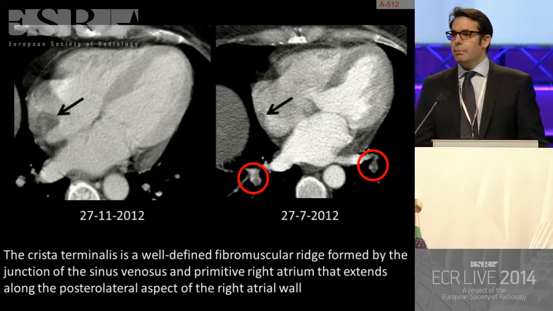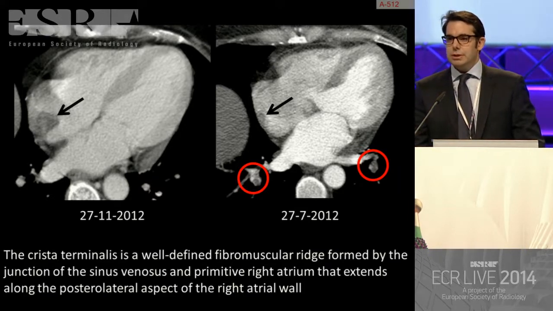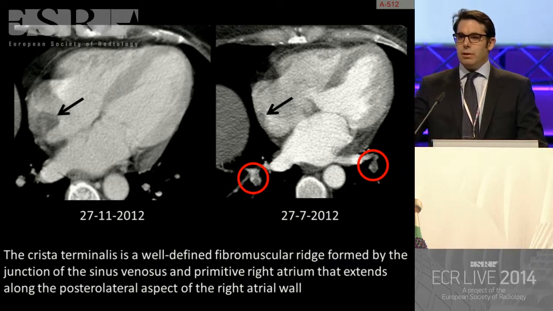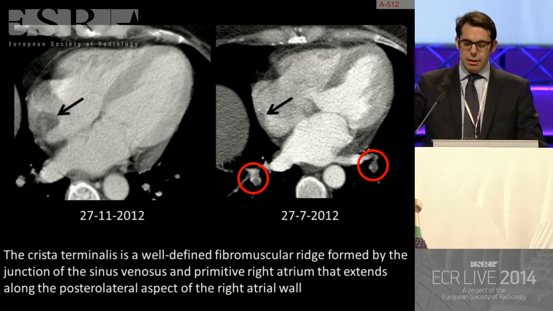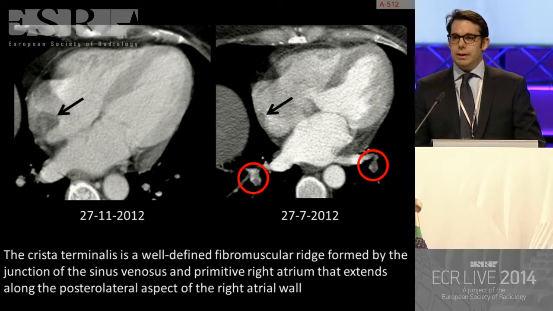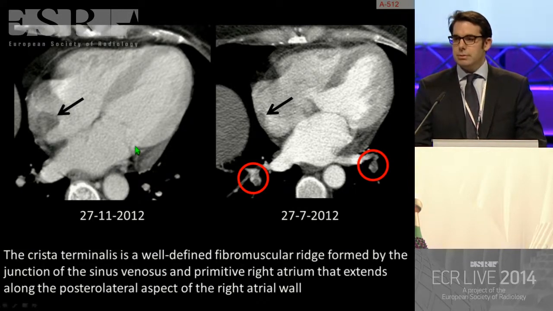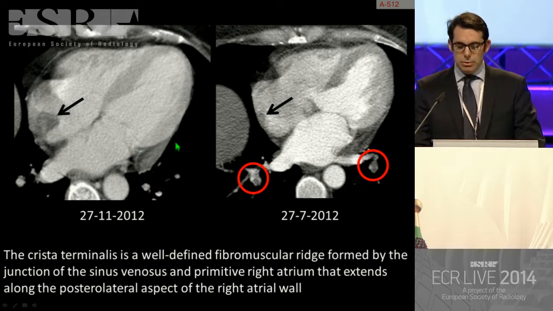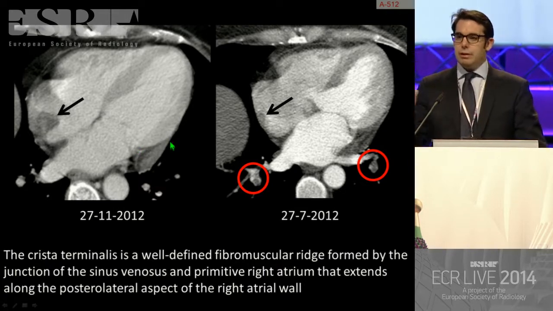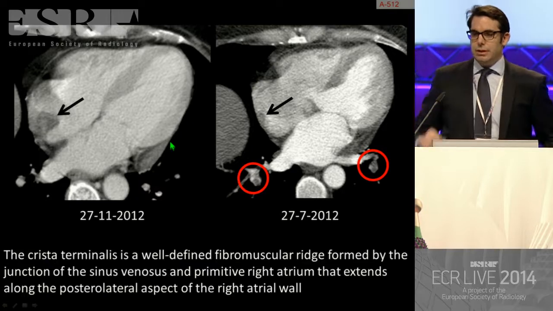The best thing is to compare, of course, if you have previous studies, or as in this case, follow the artery, follow the axial images up and down, and you will find that, as I showed you, this patient had previously a pulmonary embolism, which was not treated because it was misdiagnosed, and then the patient developed thrombosis in the tip of the catheter.